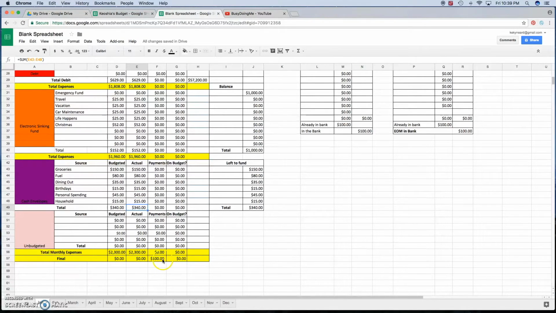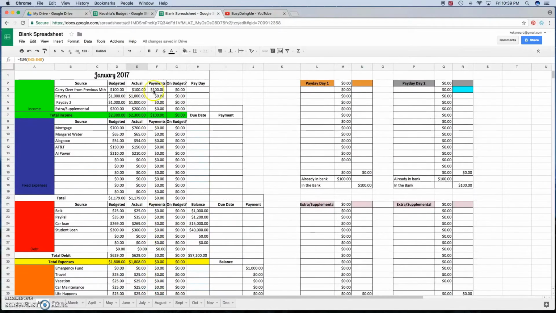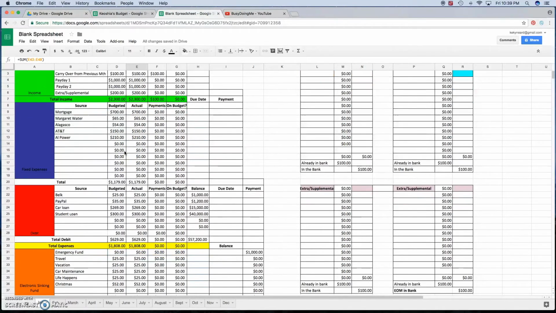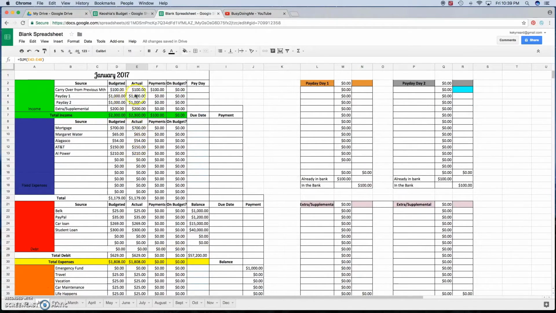You have $100 right here because that $100 you have already been paid, because it's from last month, so it's already sitting in your bank account. Now, let's say it's your first payday. You didn't get paid $1,000. You actually got paid $1,500 because you had overtime. Now you're going to say, I got paid $1,500. Not $15,000, but $1,500.